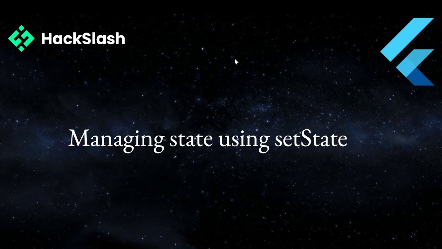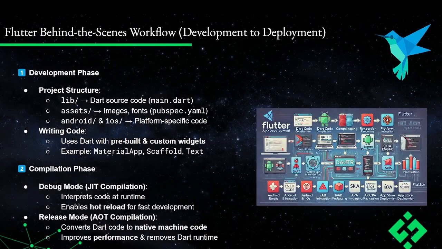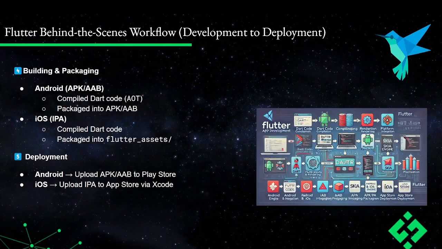Now we all have an idea of how to manage the state using the setState function in Flutter, and we have also seen how to create widgets, and we have also learned to create a UI page of Instagram login. Now it's time to move forward, and in this part we will understand the Flutter behind-the-scenes workflow and how the Flutter app is actually created and finally deployed to the Play Store or App Store. So we are going to study this behind-the-scenes workflow in five phases.